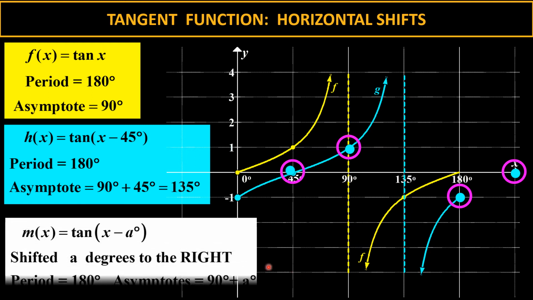Generally, if I have tangent of x minus an angle a, then it shifts a degrees to the right. Subtraction shifts to the right. The period is still 180 because there's still an x, and the asymptote is at 90 plus a degrees.